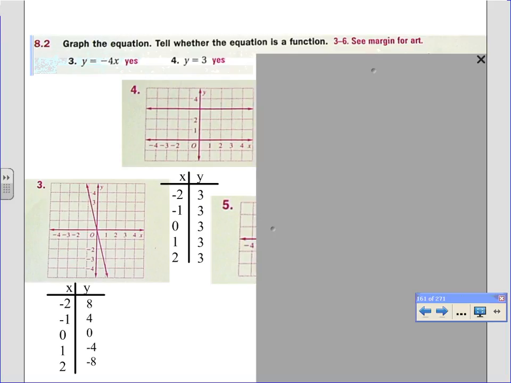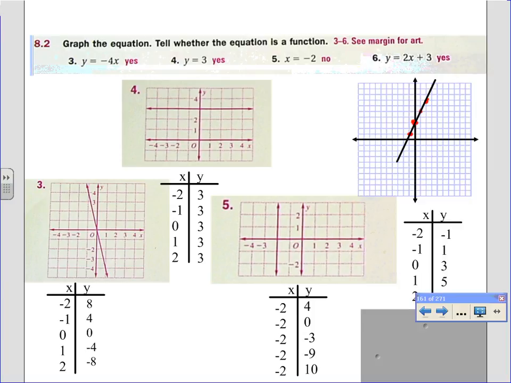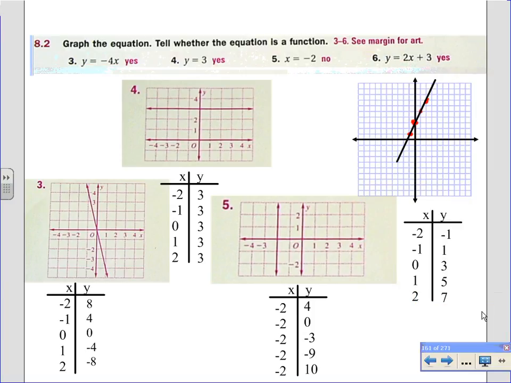Number 5. Emily? No. Yes. That was a little contradictory, but no, it's not a function. It's a straight up and down line, so it doesn't pass the vertical line test. All of these -2s, they all go to different y's. And number 6. Yes. Correct. And my table values, -2, -1, 0, 1, 2, it came out as -1, 1, 3, 5, 7. Should look like that.